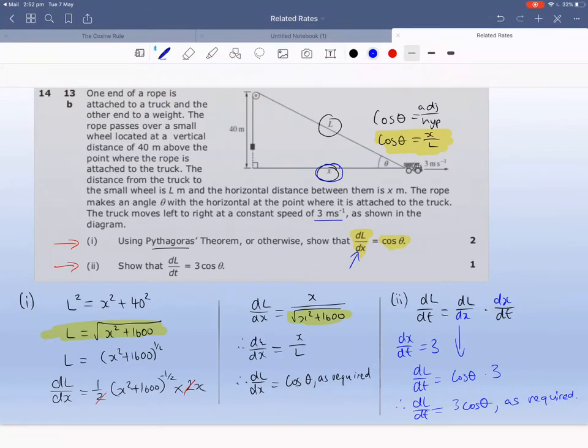And that's how we do rates. Let the question dictate what chain rule, what rates are available, and give it a red hot go.